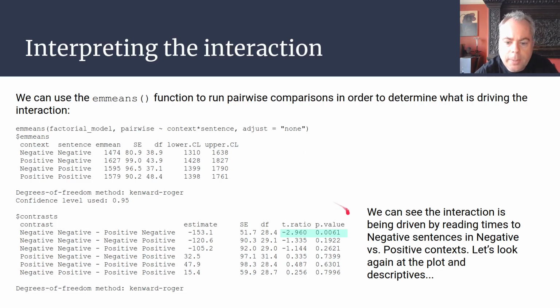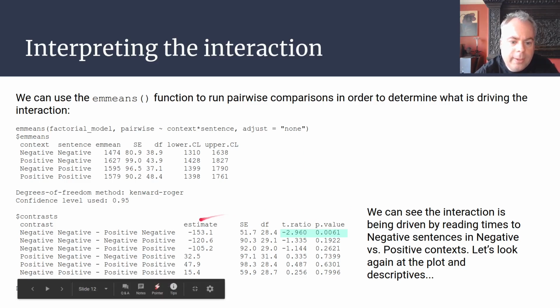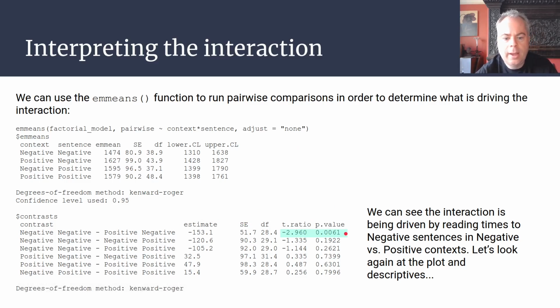If we look down at the pairwise comparisons, we see that the only one that's significant, and this is consistent with what we saw in our visualization, is the one where we've got negative sentences read in negative versus positive contexts. We see there's a difference of about 153 milliseconds between those two conditions.